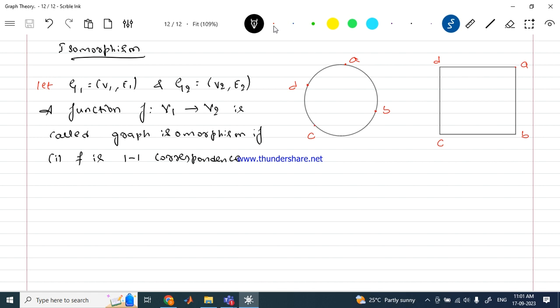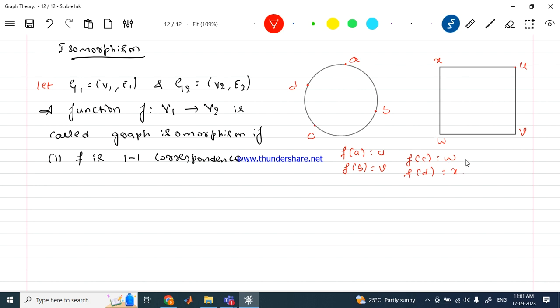Like if I just give a different name to it, since I just named it as ABCD, instead of this, it's U, V, W, X. So what I'm doing here is defining my function f in such a way that f of A is equal to U, f of B is equal to V, f of C is equal to W, f of D is equal to X. I'm defining the function f from the vertex set V1 to vertex set V2.